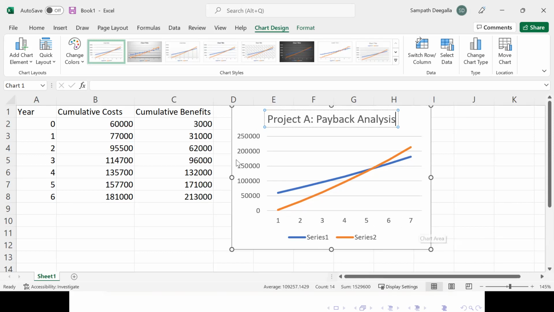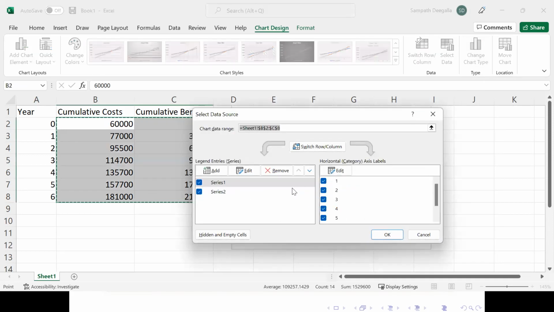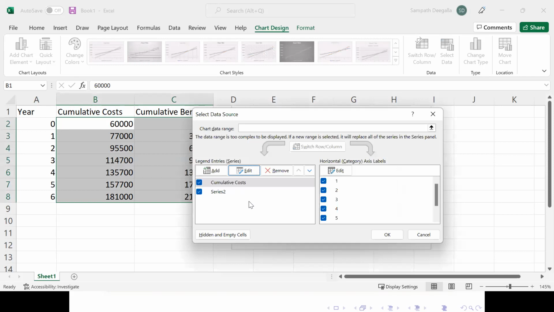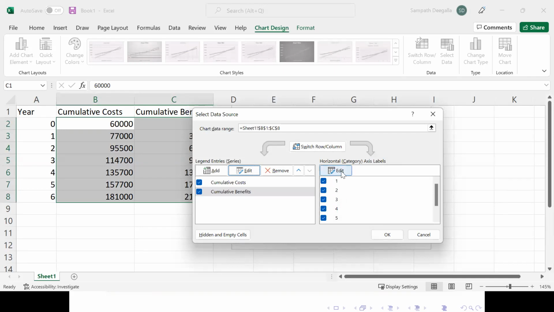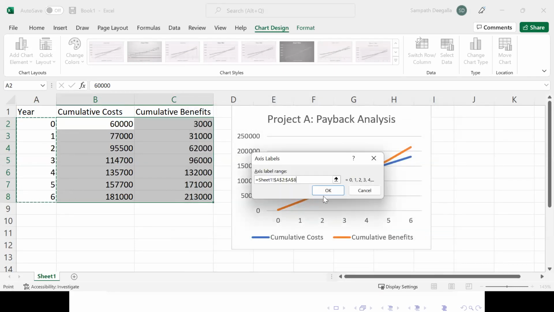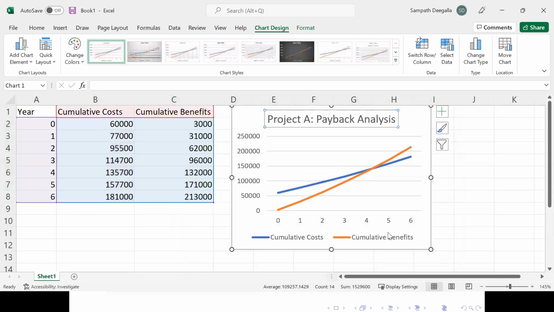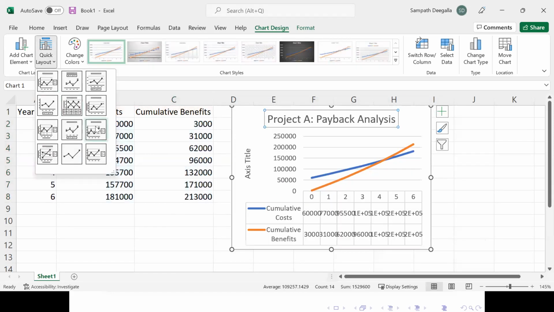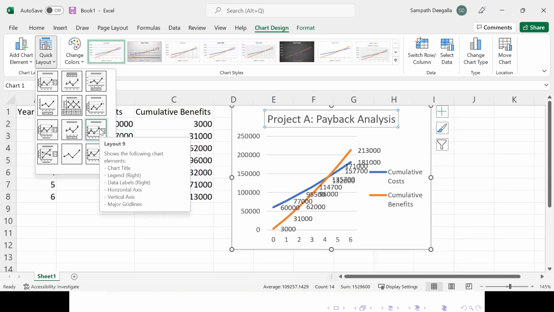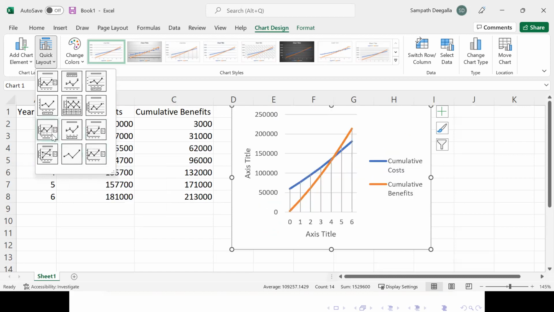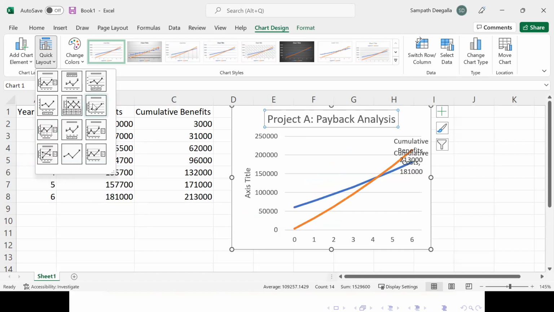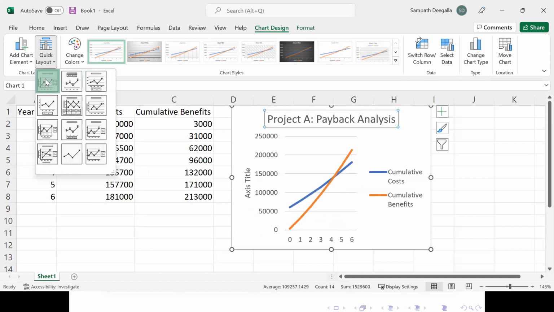I have to change the axis though. So I will change the select data. Series 1, I'm going to edit, that is cumulative cost. Series 2, edit, that is cumulative benefits. And here I'm going to have years. Okay, slightly modify the layout. Okay, maybe which one is the best? Okay, I think this is fine.